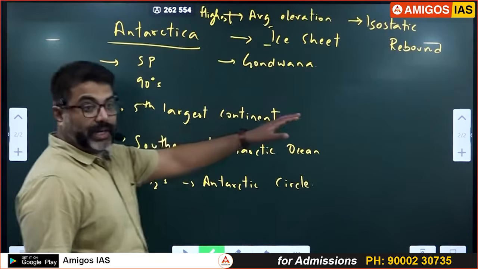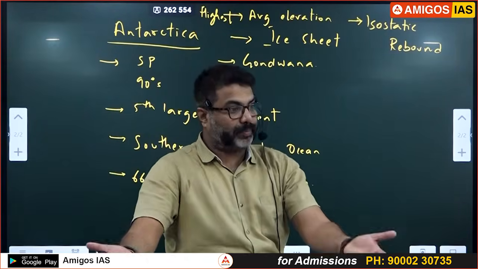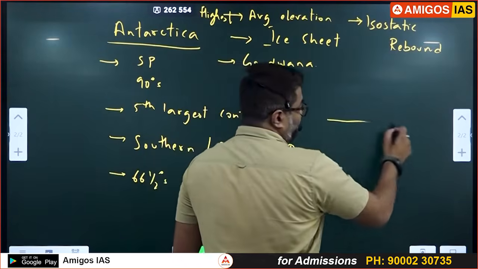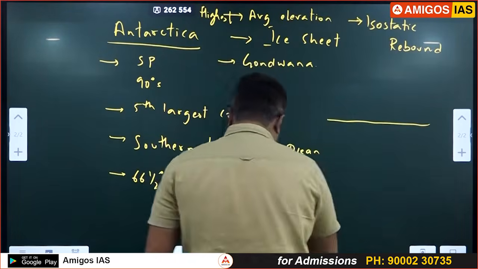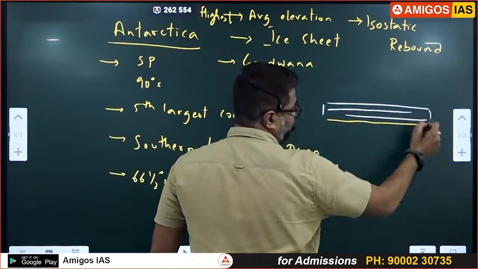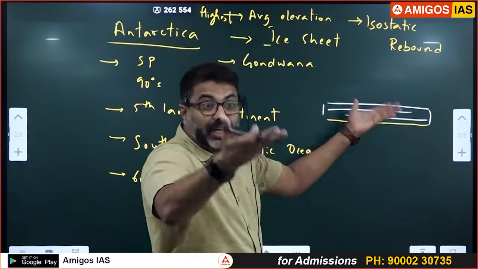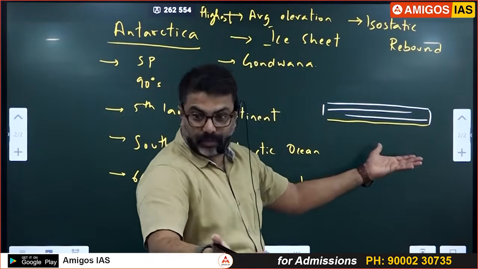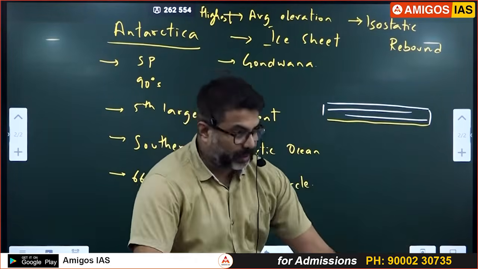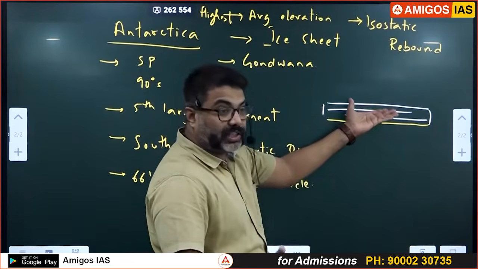So isostatic rebound is when the glaciers melt, overall elevation of the land goes up. Because notice this is the land on which there is a large mass of ice for many millions of years. So that load will be there. I'm not talking about 1 or 2 kgs. I'm talking about tons of ice load. If you pick up any mass of ice, you'll know it's very heavy. Ice is very heavy.